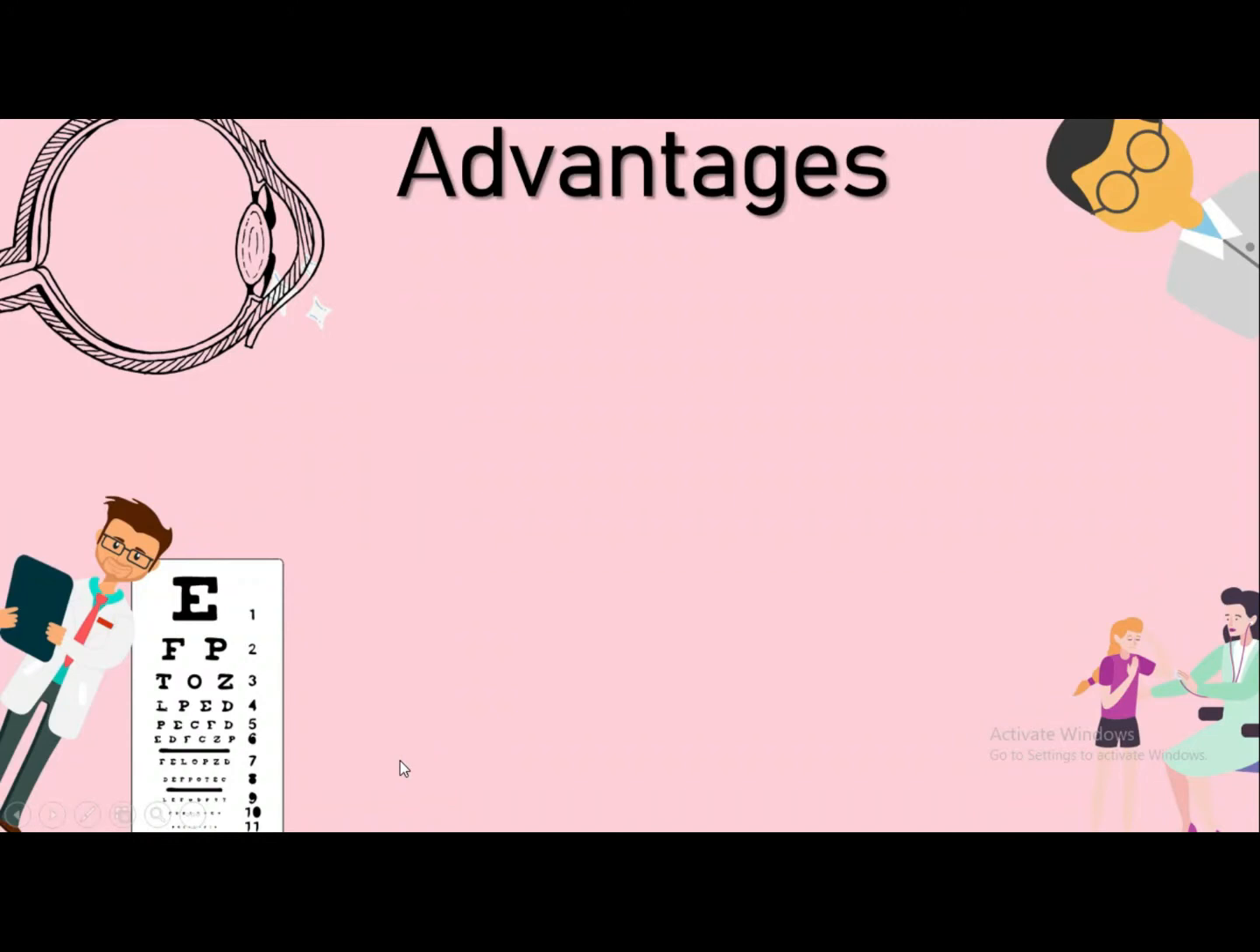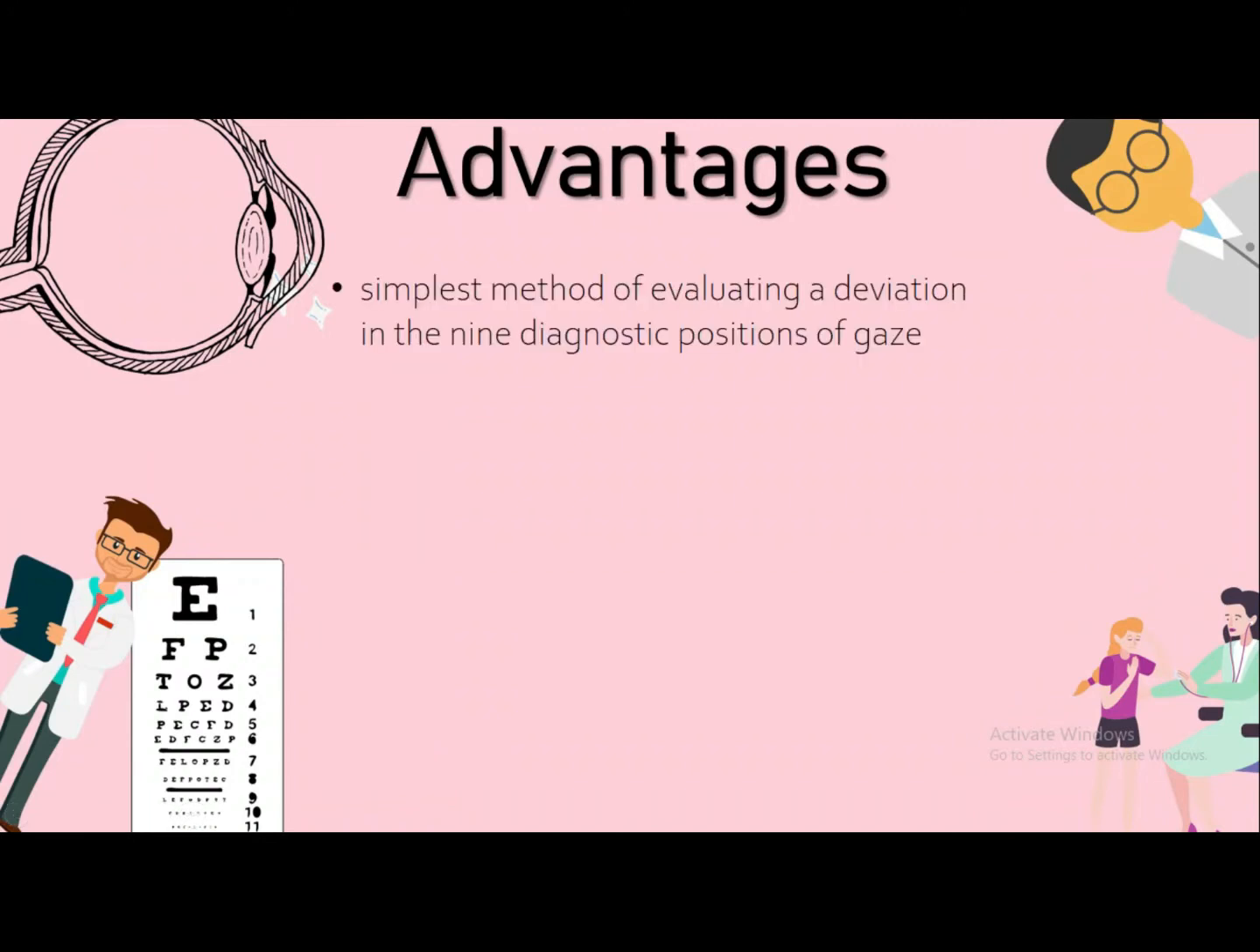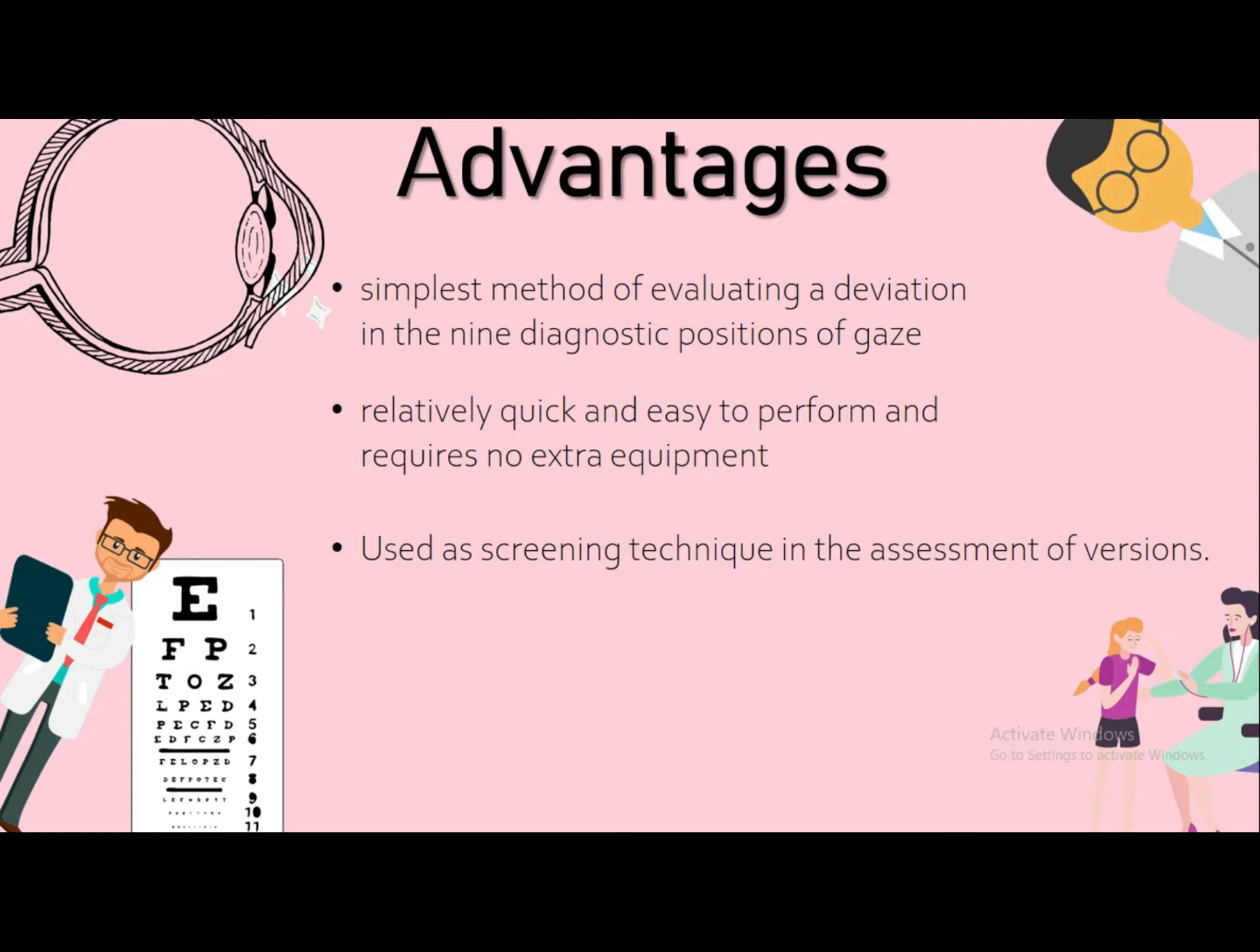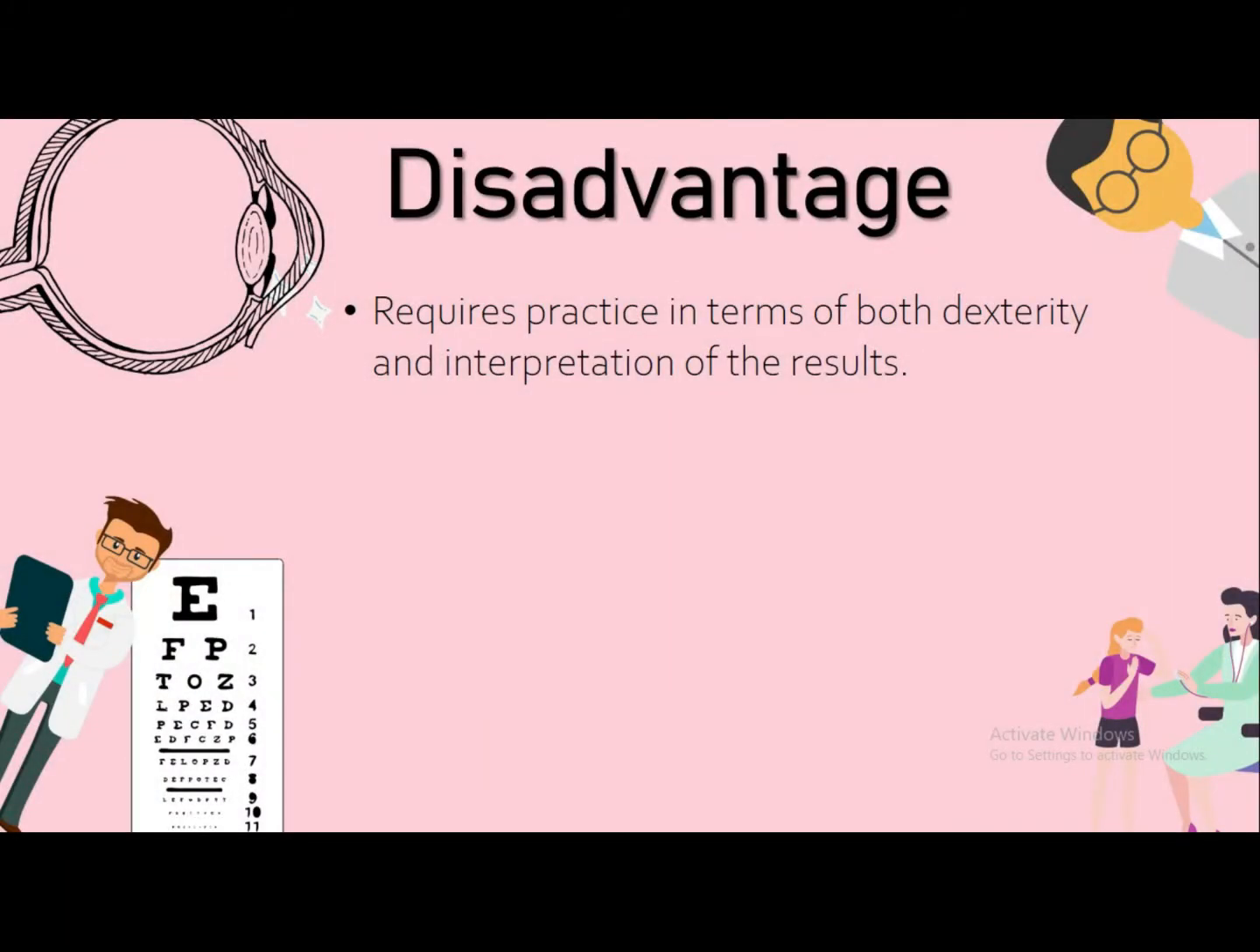These are the advantages of the ocular motility test. First, it is the simplest method of evaluating a deviation in the 9 diagnostic positions of gaze. Second, it is relatively quick and easy to perform and requires no extra equipment. Lastly, it is used as a screening technique in the assessment of versions. Its only disadvantage is that it requires practice in terms of both dexterity and interpretation of the results.